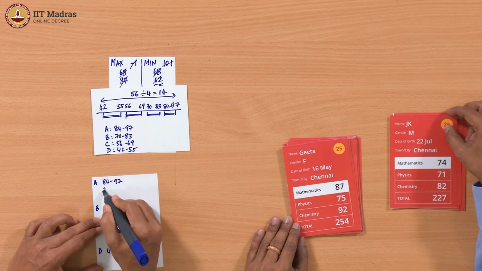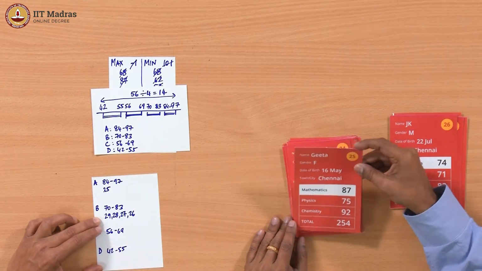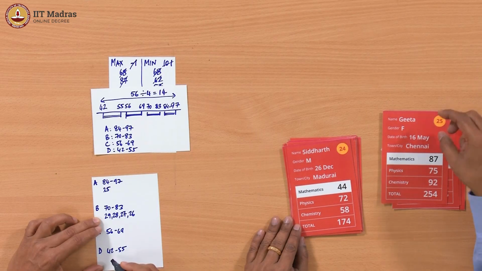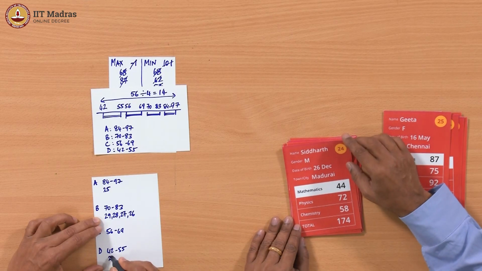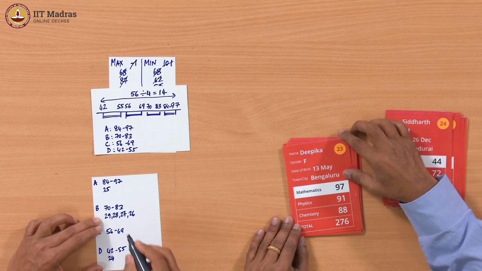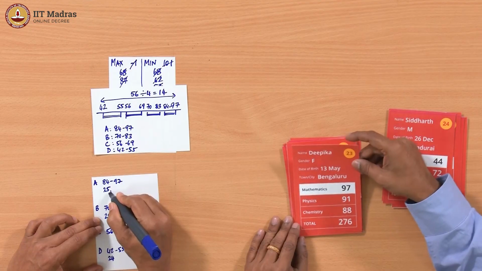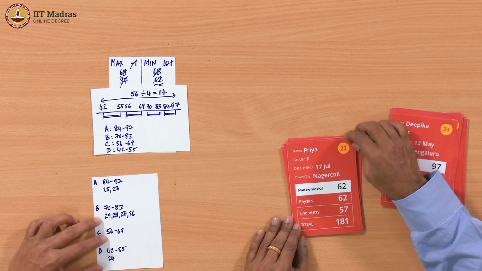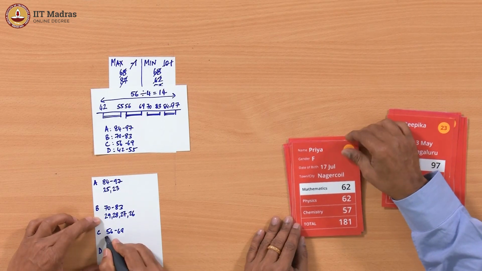So card number 25 gets, we got our first A grade. Yeah. 44. Siddharth is down into the D grade. 24. Yeah. 97. That's clearly an A. Deepika is at 23. 62. 62 is in the, for the third time, band, so we get a C. 22.